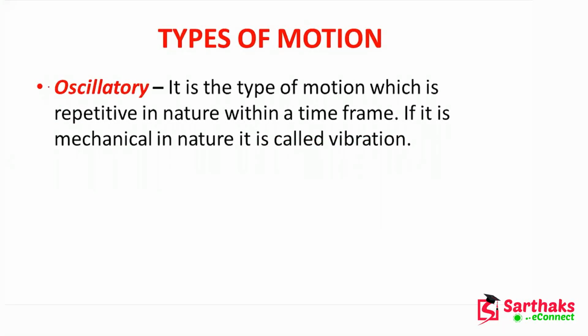Next is the oscillatory motion. You can see it everywhere. Sometimes you are playing with the oscillatory motion. It is the type of motion which is repetitive in nature within a time frame. Suppose I have one spring here and I am giving some force. You can see that in the spring there will be some vibrations. So this is the oscillatory motion. Okay.